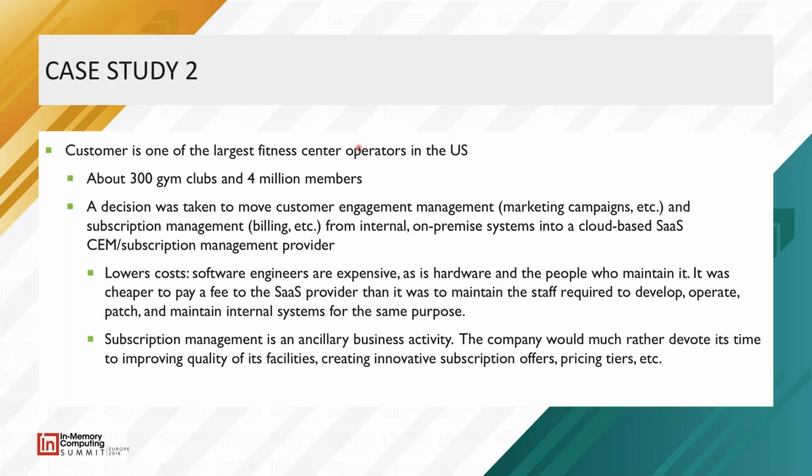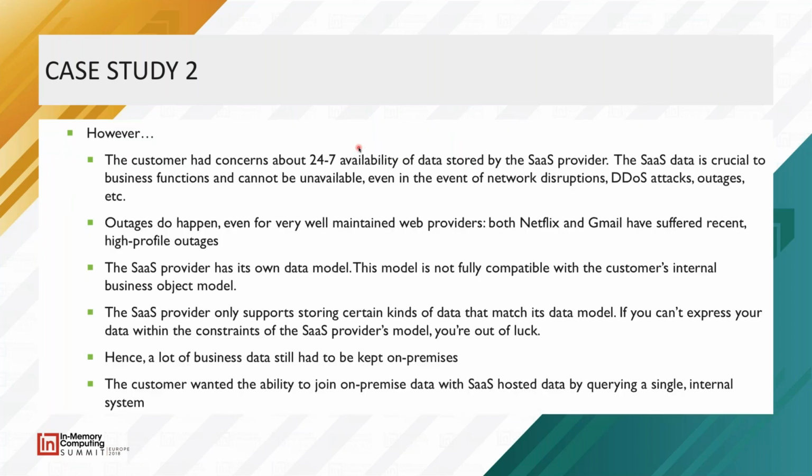They could focus on upgrading their clubs, figuring out how to offer better Pilates classes, as opposed to handling credit card billing every month. The problem that they ran into was that they had concerns about the 24/7 availability of data stored in the SaaS provider. I mean, heck, even Netflix and Google's Gmail site have gone down in high-profile outages that we all know about because they've been in the media, right?